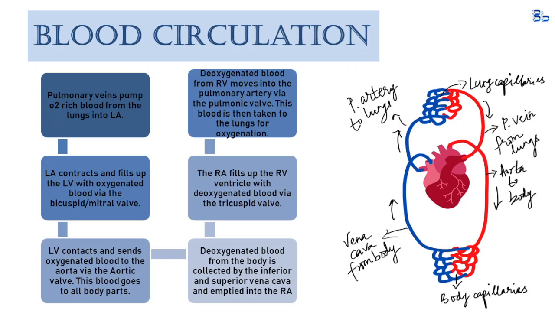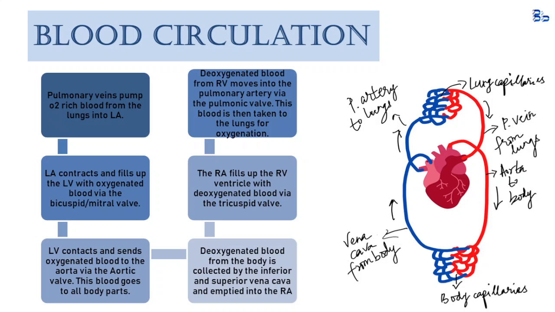Now the aorta will carry this oxygenated blood and give it to all the cells and tissues of the body. So once the oxygenated blood has gone to all the cells, tissues, and organs, it will exchange the oxygen and give back the deoxygenated blood to the blood vessels. And the two blood vessels that are going to carry this deoxygenated blood from the body back to the heart are the superior and inferior vena cava.